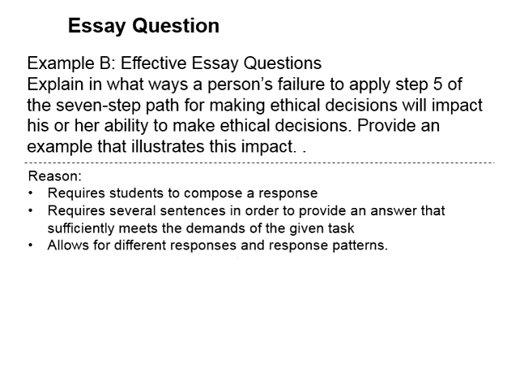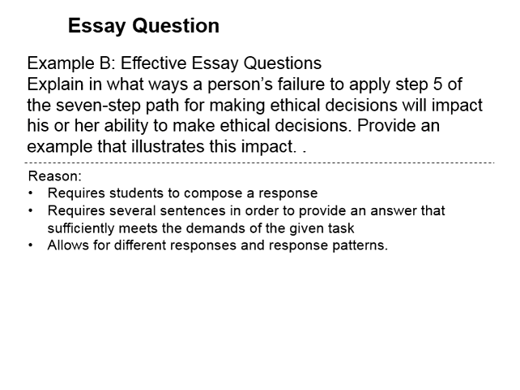Now let us look at the second example here, which seems more likely to be an essay question. Explain in what ways a person's failure to apply step 5 of the 7-step path for making ethical decisions will impact his or her ability to make ethical decisions. Provide an example that illustrates this impact.